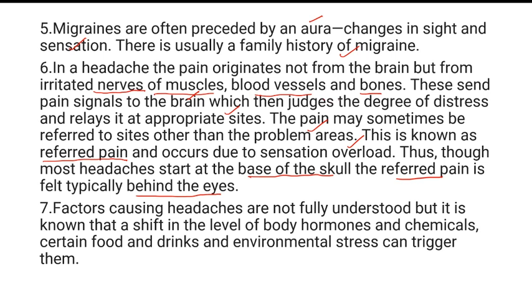In this paragraph, factors causing headaches are not fully understood, but it is known that a shift in the level of body hormones and chemicals, certain food and drinks, and environmental stress can trigger them.